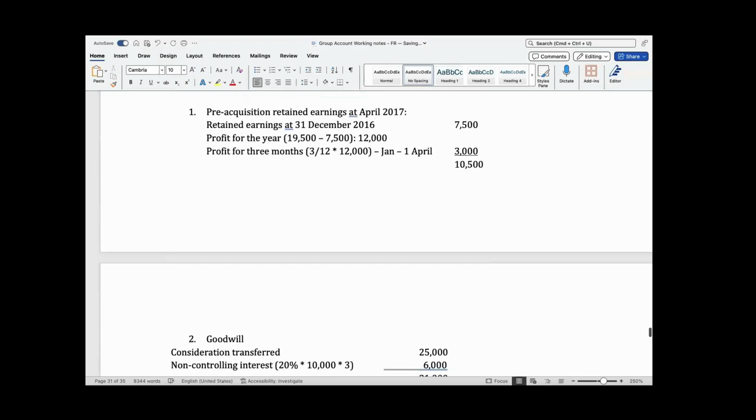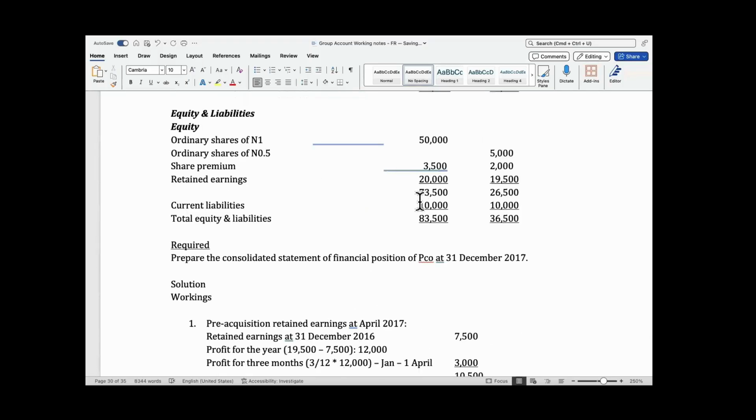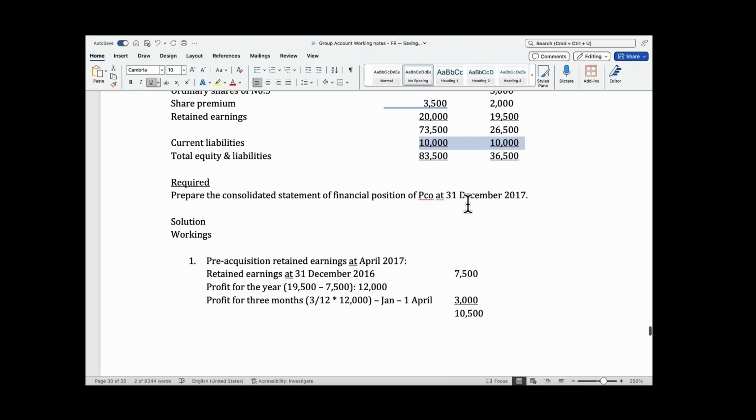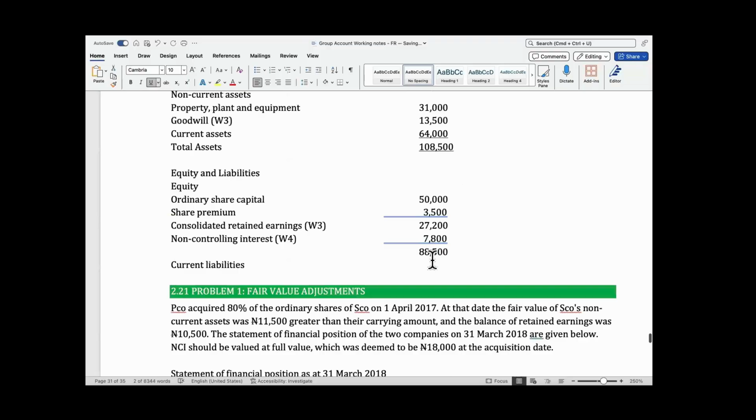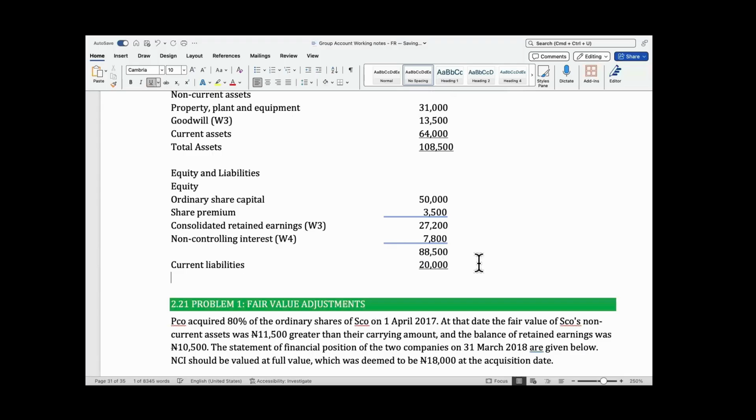What's the current liabilities? $20,000. What's my equity? 108,500. 108,500. Okay.